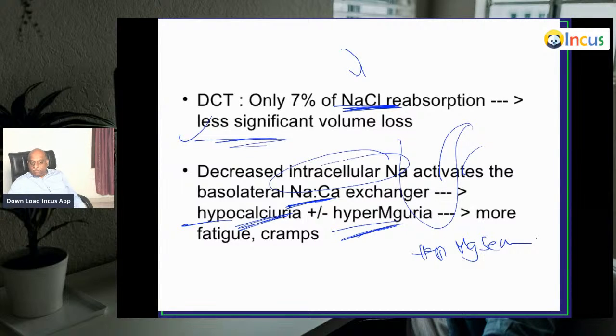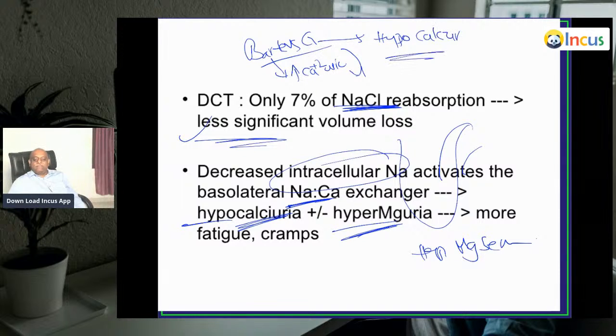So once more, remember, Bartter versus Gitelman. A lot of times examiner will ask, Bartter will have hypercalciuria, but Gitelman will have hypocalciuria. That is the difference between the two, is what you need to remember.